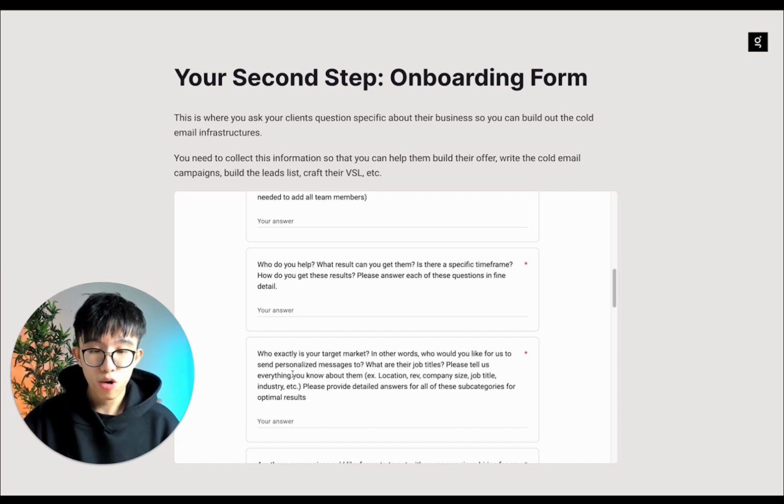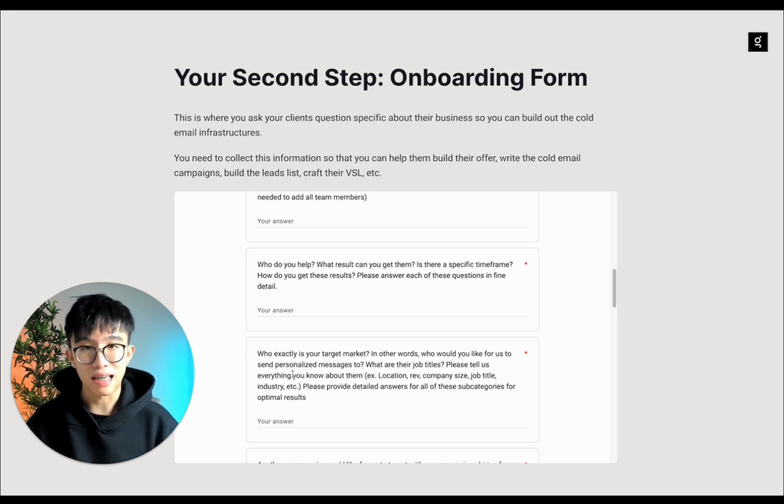In other words, who would you like for us to send personalized messages to? So the purpose of this question is so that when you go to build that leads list, you understand who it is that they're working with. Again, back to the example of the SEO agency. If you ask them, who do you work with? Who do you sell your SEO services to? And they say, let's say e-commerce brands.